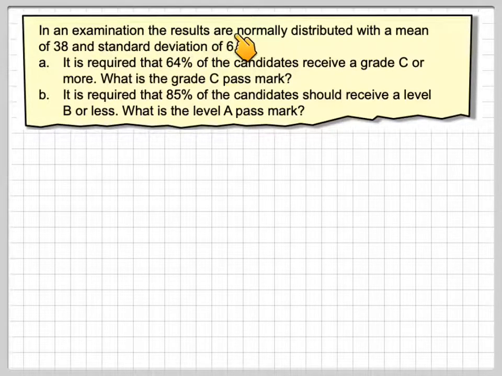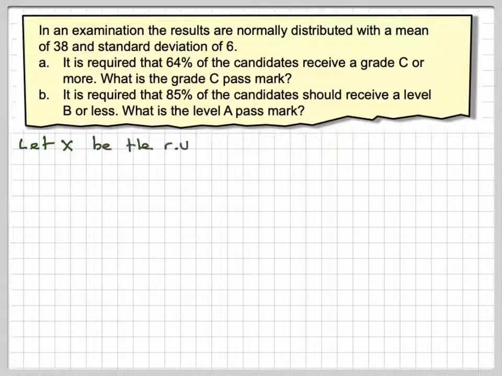In an examination, results are normally distributed with a mean of 38 and a standard deviation of 6. It is required that 64% of the candidates receive a grade C or more. What is the grade C pass mark? It is required that 85% of the candidates should receive a level B or less. What is the level A pass mark?